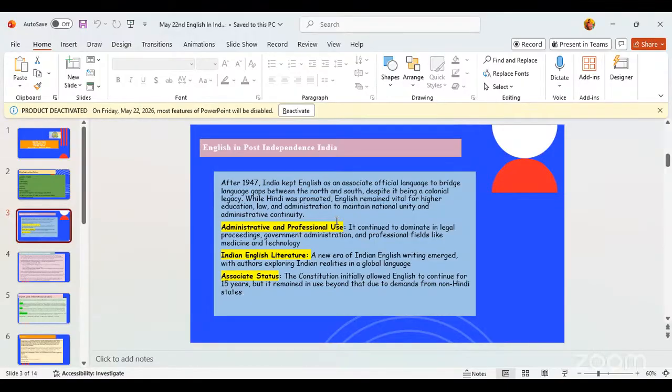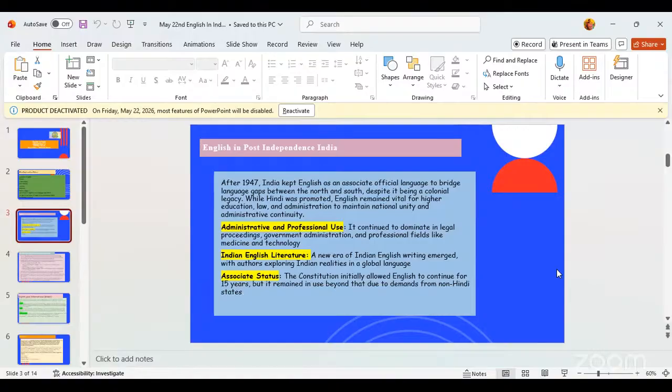We're discussing English in post-independence India. Now, talking about administrative and professional use, it continued to dominate in legal proceedings, government administration, and professional fields like medicine and technology, where we use English as the medium of instruction.